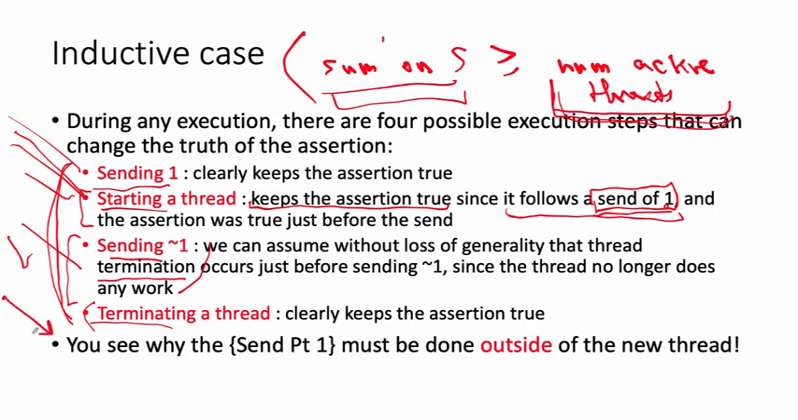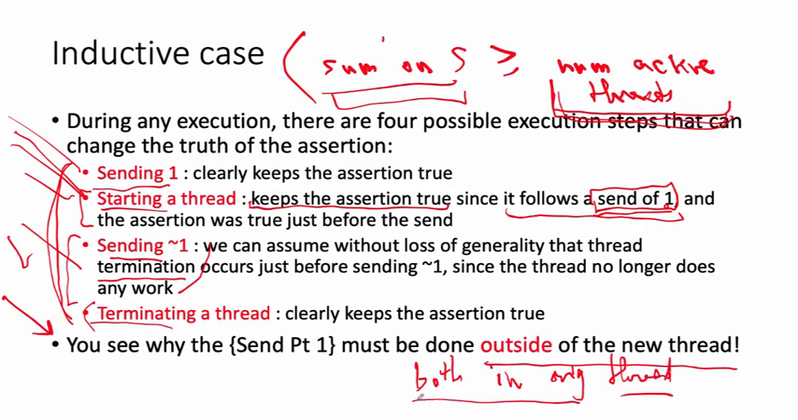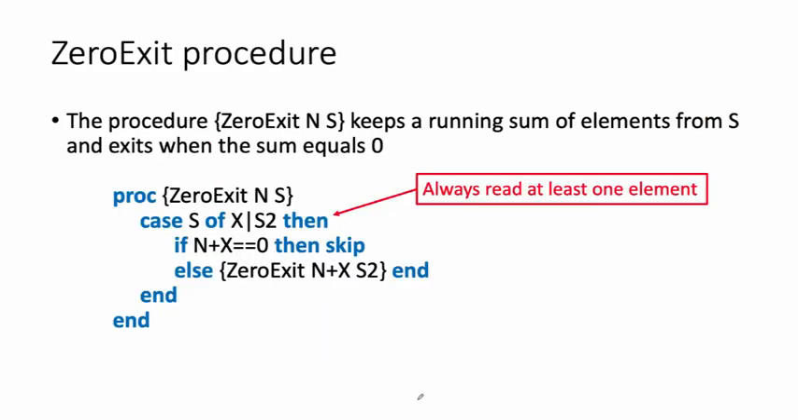You can see why the send of +1 must be done outside of the new thread, because both the send and the thread creation have to be done in the same order. They're both done in the original thread, both in the original thread. So the order is known. So you can see how it works, and why this has to be like this.